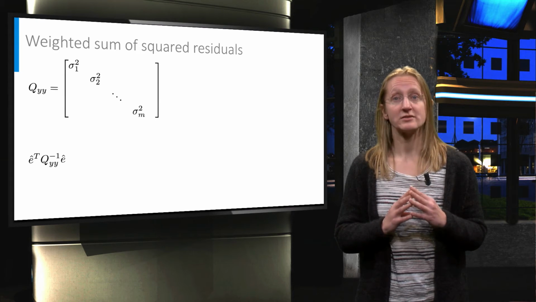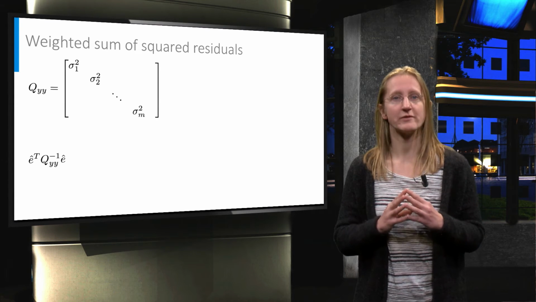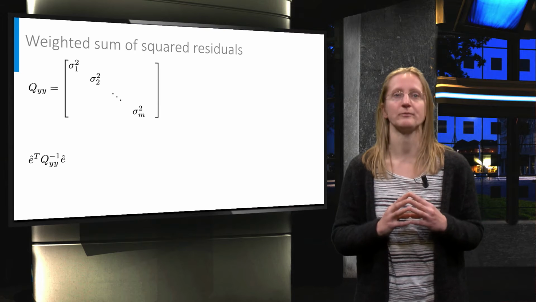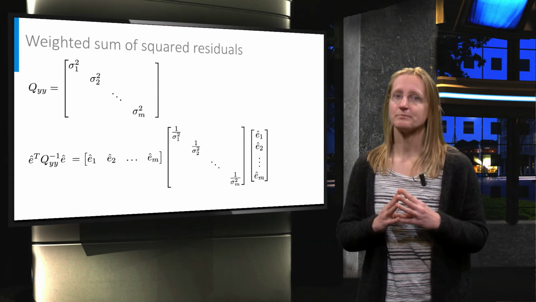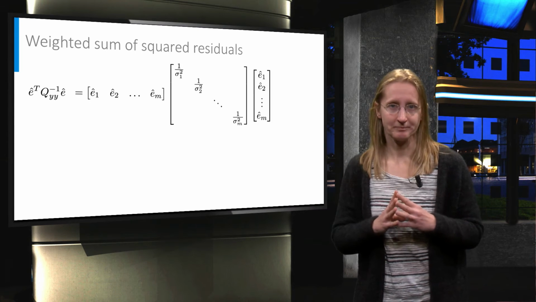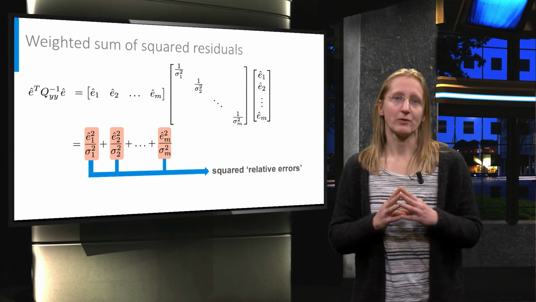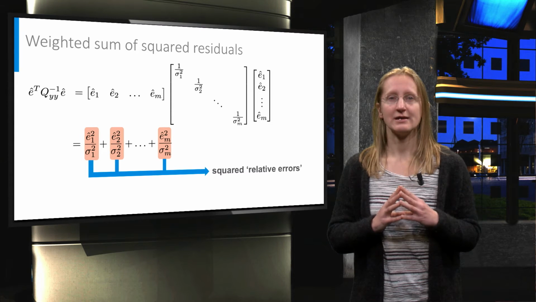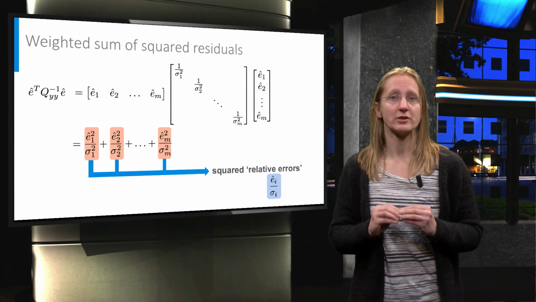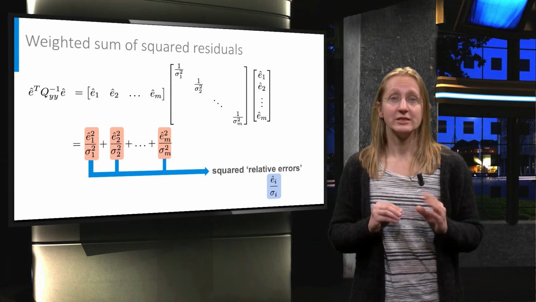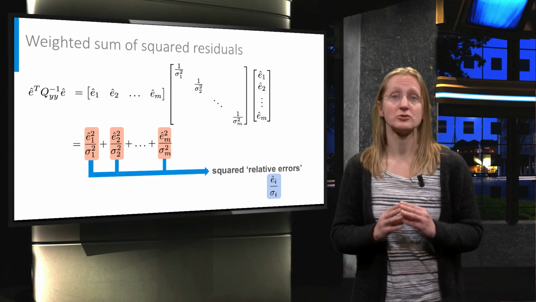Let's have a look at the weighted sum of squared residuals for the specific and very common case that the covariance matrix Q_y is diagonal. Then we will get this. And if we work this out, we will get this result. It is the sum of what we call the squared relative errors, where we define the relative error as the ratio of a residual with the standard deviation of the corresponding observation. So indeed, we are still comparing the size of the residuals with the expected deviations due to the random errors.